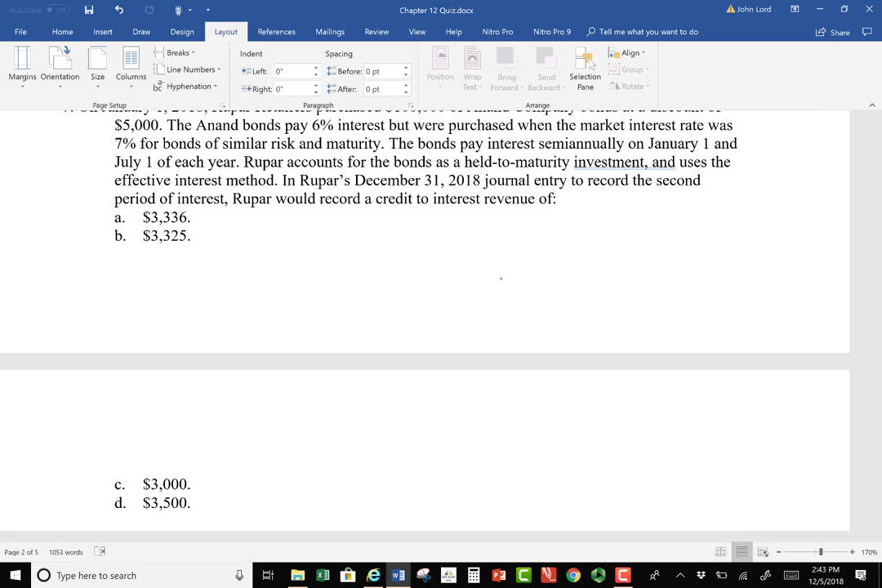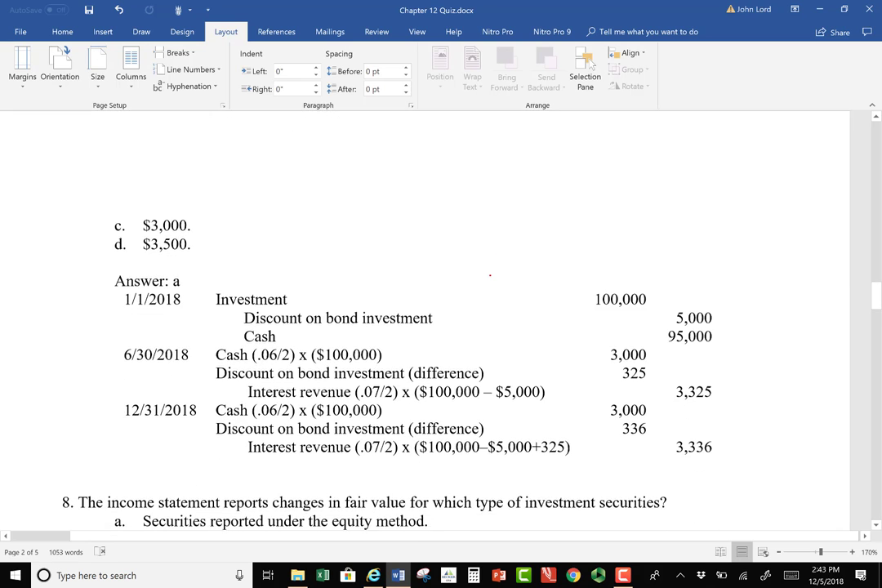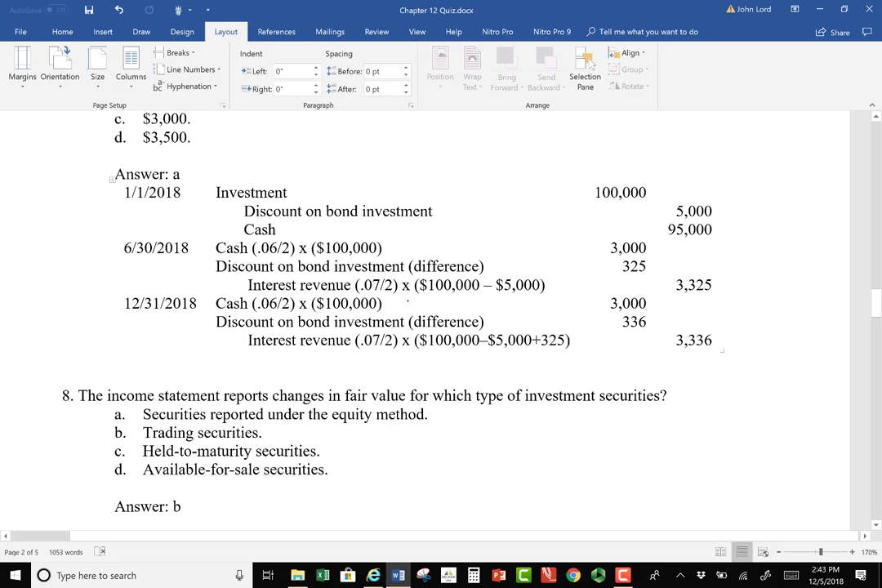3,375. Okay, so you had to get that new carrying amount for the second 6 months and multiply that times the 7% times 1/2. Okay, good. And you can see the way they did it there. It's just that you don't see how they've amortized the discount. That's why they added the 3.25, but that's the interest for the second 6 months. I thought they were asking for the whole year. That's why I was trying to add them together.